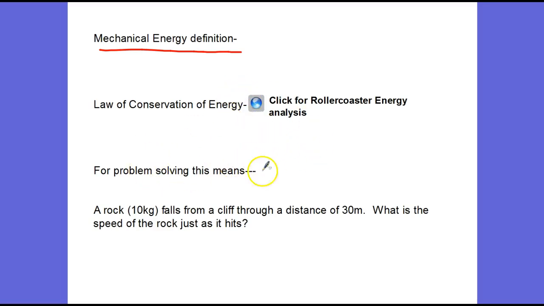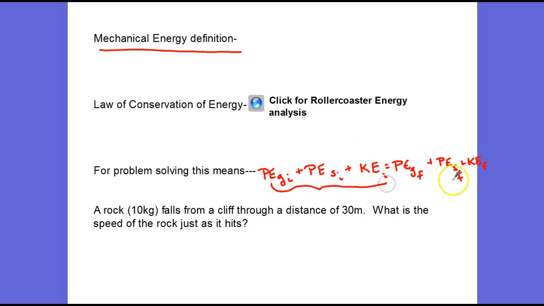And so for problem solving, that means that the initial gravitational potential energy plus the initial spring energy plus the initial kinetic energy is equal to the final gravitational potential energy plus the final spring potential energy plus the final kinetic energy. So the sum of all three of these before something happens is equal to the sum of all three of these after something happens. Generally, you're not going to have all three, and so your equation could be much simpler than that.